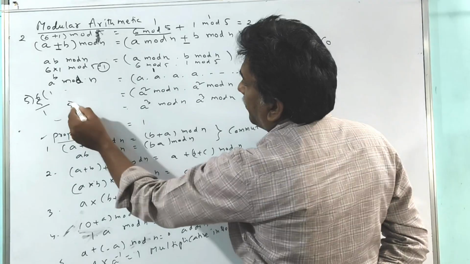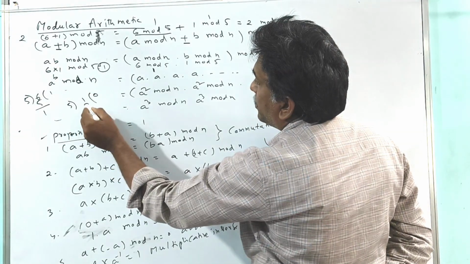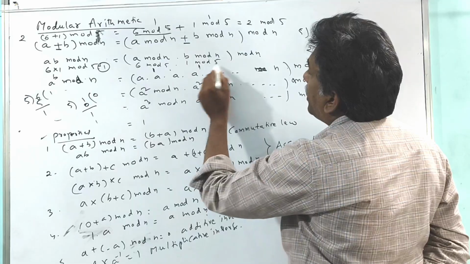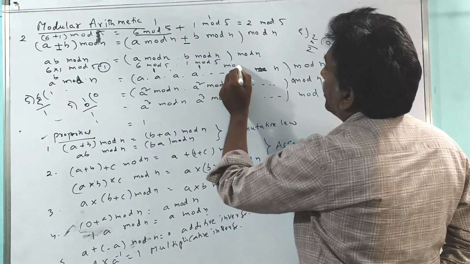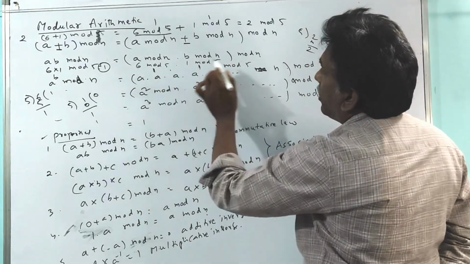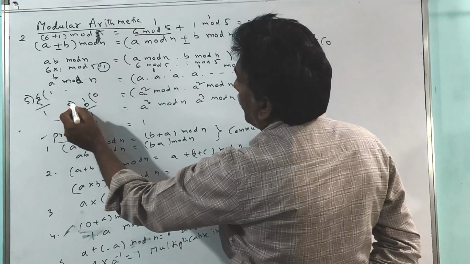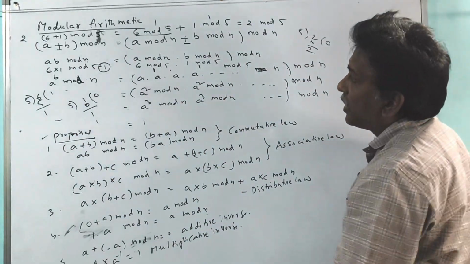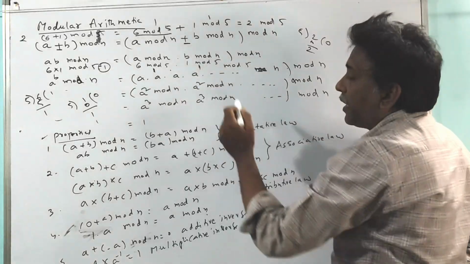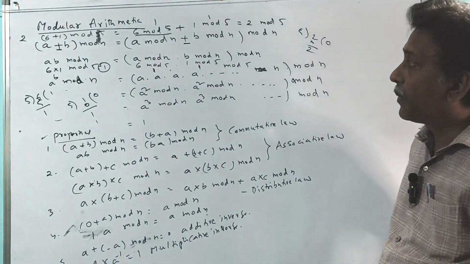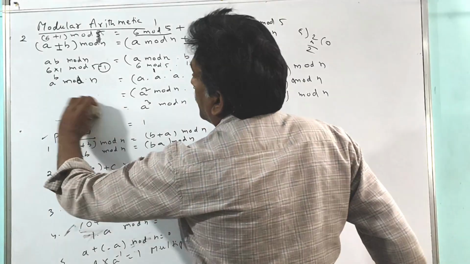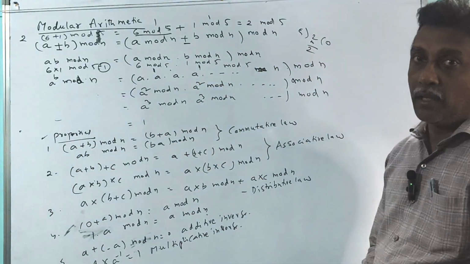1 mod 5: 5 divided by 1, remainder is 1. So this is also 1. 1 into 1 is 1, and mod 5 again. Mod n means mod 5. So 1 mod 5 means remainder is 1. So here we get 1, and on the right hand side we also get 1. Like that we can prove the properties of modular arithmetic.